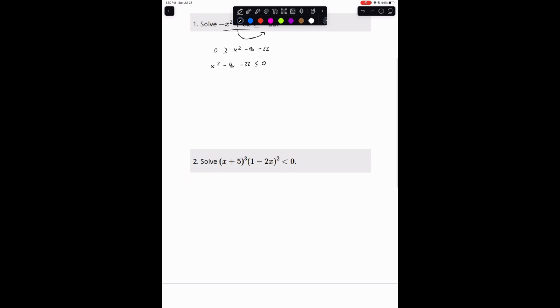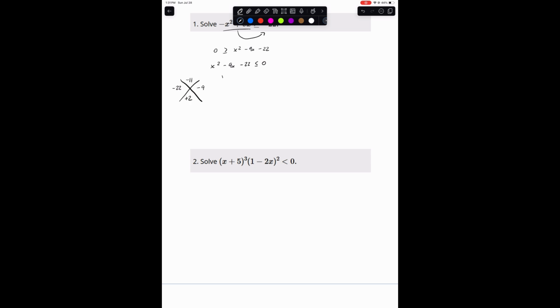Now we need to factor this to find the critical points. Critical points are any points where there's a potential shift from positive to negative, or negative to positive. These can be asymptotes, holes, or actual x-intercepts. So we're looking for two numbers that multiply to negative 22 and add up to negative 9. This would be negative 11 and positive 2.